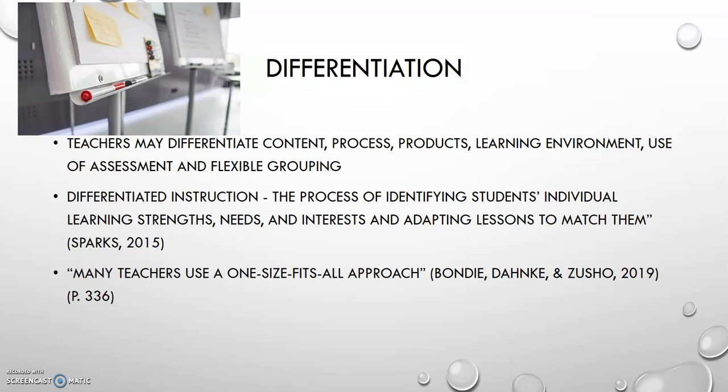One of the problems with differentiation, according to Bonde, Donkey, and Zusho, is that many teachers use a one-size-fits-all approach. Now what this means is many teachers think the differentiation is too hard, too difficult, too much work, and instead they're just going to teach to the middle or to the average student. They don't do anything for the high flyers, and they don't do anything for the low-level kids. If everybody just comes to the middle, those teachers are happy. But is that the best approach for teaching and for every kid?